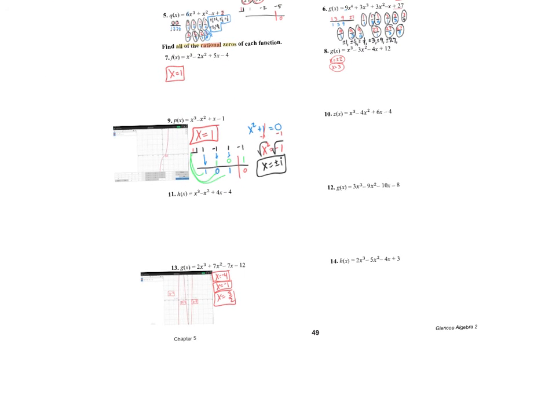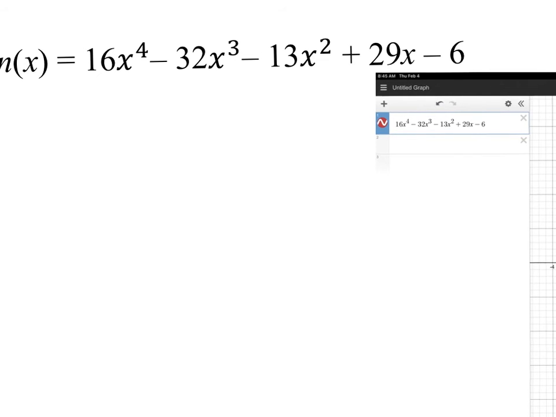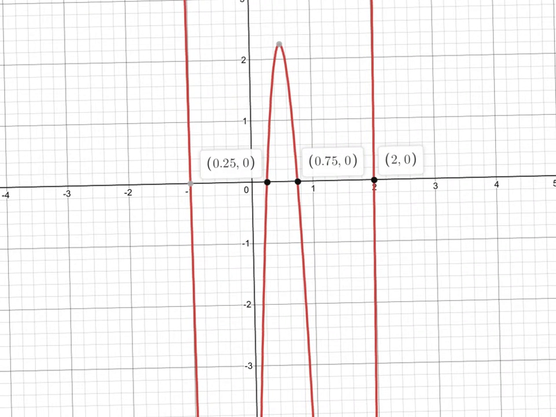So if we flip it to the second page, continue to find rational zeros. That's easy. Just type it in carefully, because sometimes you type in a minus instead of a plus. Type it in carefully. You should be able to see those answers, right?